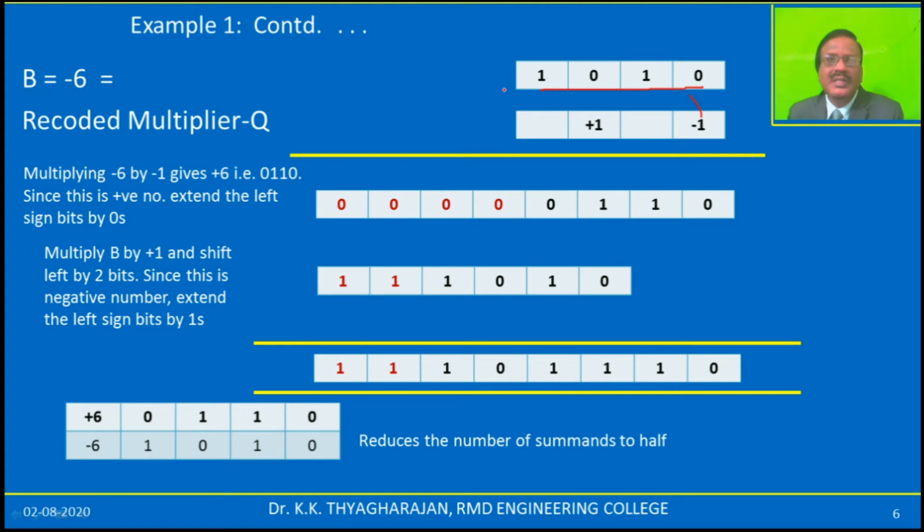Actually, this is minus 6. If it is multiplied by minus 1, then it will become plus 6. So, if you multiply this, you will get plus 6 only. So, you can directly put the plus 6 value here. Minus 6 value is here. This is minus 6, so you have to put plus 6. Plus 6 means 0, 1, 1, 0. You put that 0, 1, 1, 0 here.